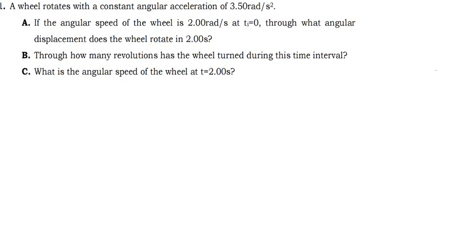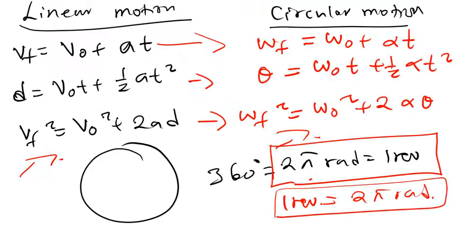So a wheel rotates with a constant angular acceleration of 3.5 rad per second squared. So I've not given you the SI units, right? Let me show you here.